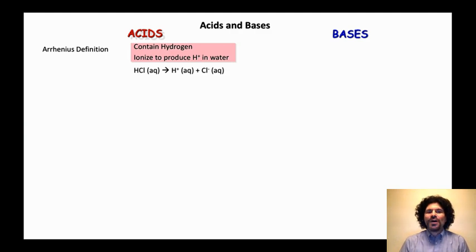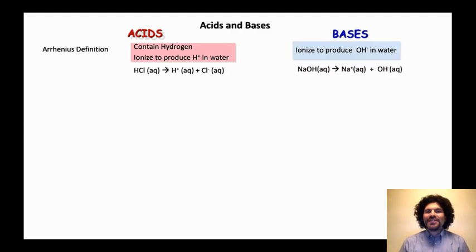And his definition was that an acid is a compound that contains hydrogen and ionizes to produce H plus in water. Okay, so an example of the ionization of an acid is taking HCl and having it break apart to give H plus and Cl minus. Arrhenius's definition of a base is a compound that ionizes to produce OH minus in water. Okay, so the classic example of a base is sodium hydroxide, NaOH, ionizing to produce Na plus and OH minus.